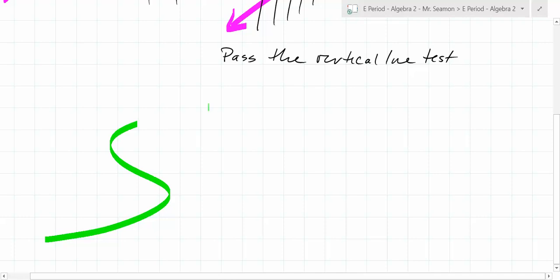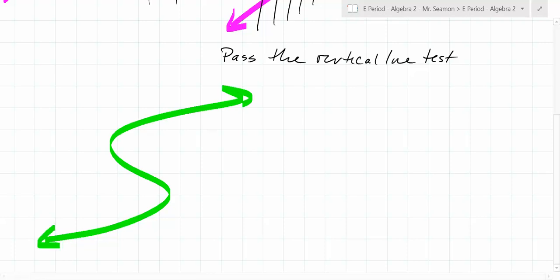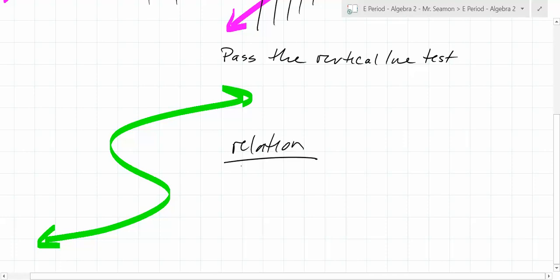Yeah, so for example, you could have something that looks like this, right? This would be a relation, but not a function. Because all you need is one vertical line to pass through more than 1 point, and it automatically is not a function. So for example, this line right here, that's a vertical line that passes through how many points? 1, 2, 3.